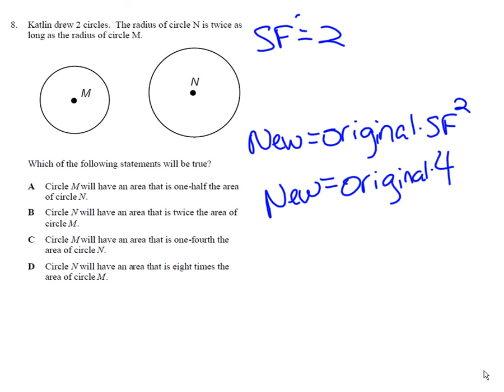Circle M will have an area that's half as much as N? No. Will N have an area that's twice as much as M? No. If it's times 4, how much bigger should this be? 4 times. It should be 4 times as big. So circle M will have an area that's 1/4 of N. Well, if this is 4 times as big as that, then this is what fraction of that? It would be 1/4. So what's our correct answer? C.